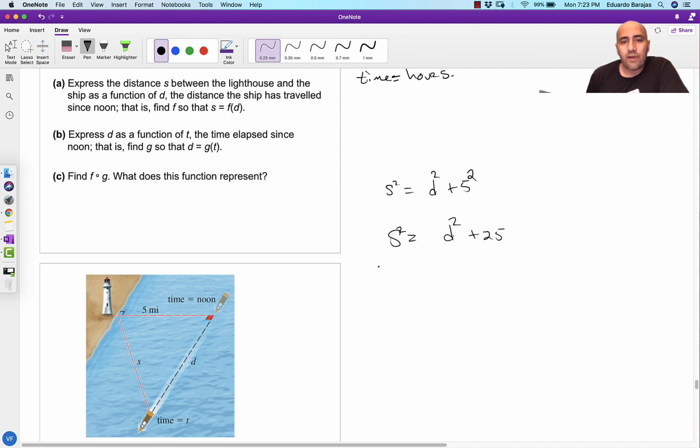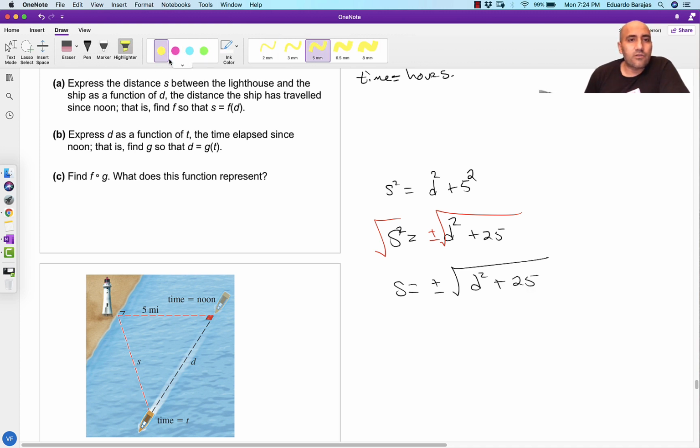If we want to solve for s, we can take the square root of both sides. Of course, that introduces a plus or minus. And so we have that s equals plus or minus the square root of d squared plus 25. Now we get to automatically ignore the minus, because s is a distance. It can't be negative, right? So we ignore the negative.